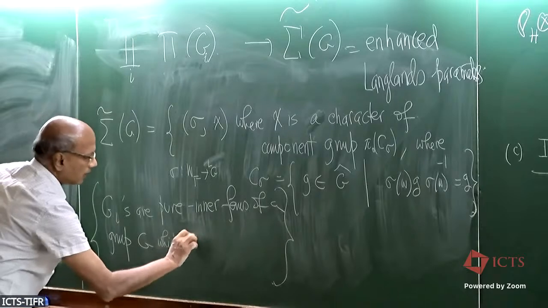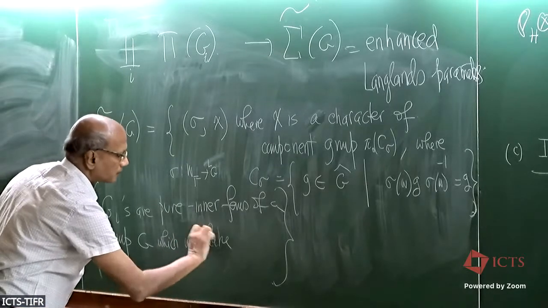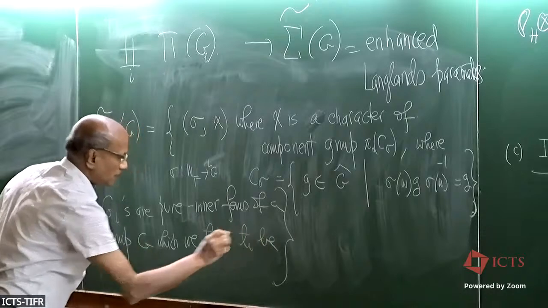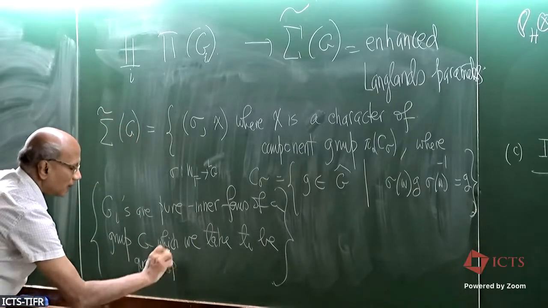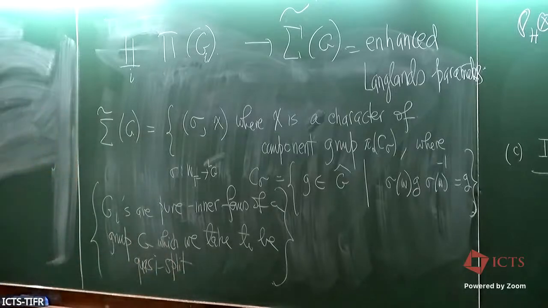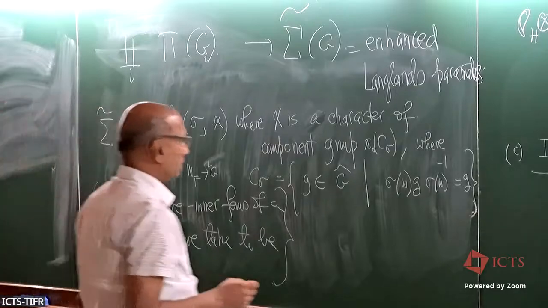Which we take to be quasi-split. I just want to spell out some generalities, and then I will do a very elementary SL2 example. This definition, see Selmer. W runs the whole WF.